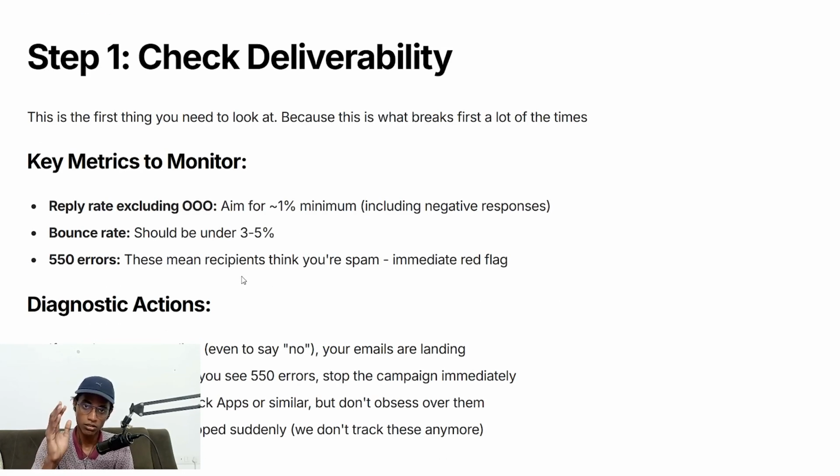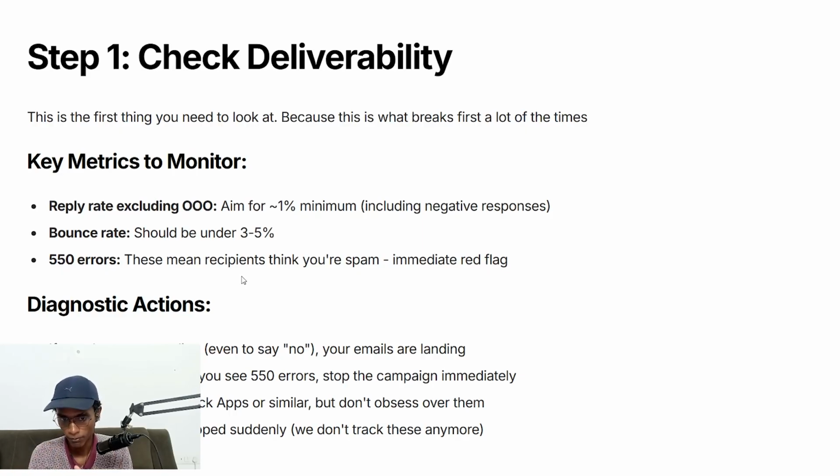Now, step number one, check deliverability. This is the first thing you need to take a look at, right? Because this is what breaks first a lot of the times. Key metrics to monitor. Reply rate, excluding out of office responses, should be a minimum of at least around 1%, including negative responses. Your bounce rate should be under 3 to 5%. You shouldn't be getting too many 550 errors as well. This means that the recipients think you're spam, which is an immediate red flag, right?